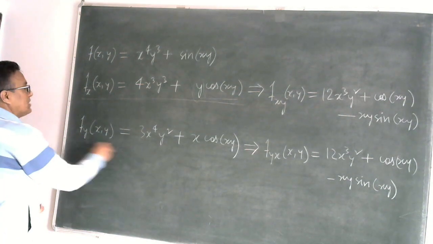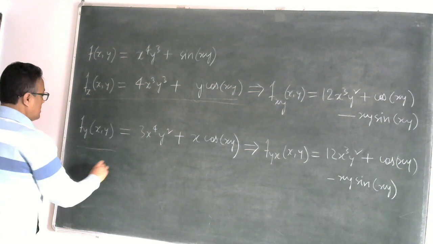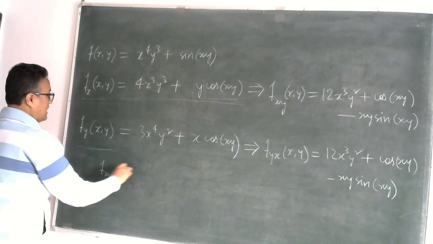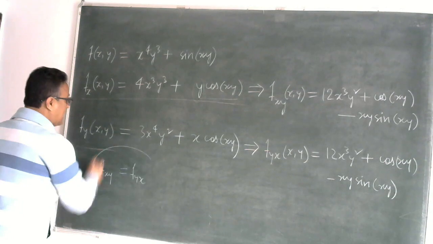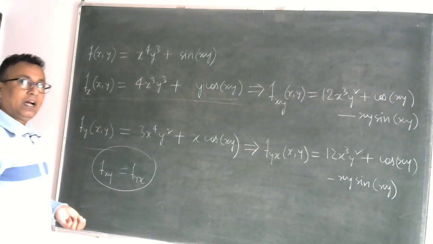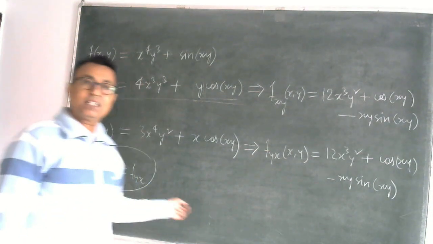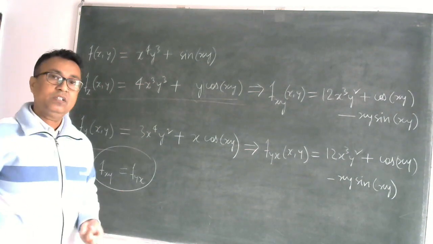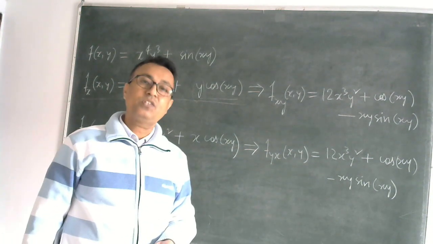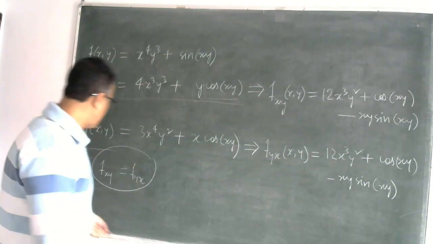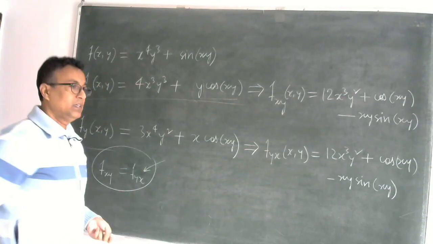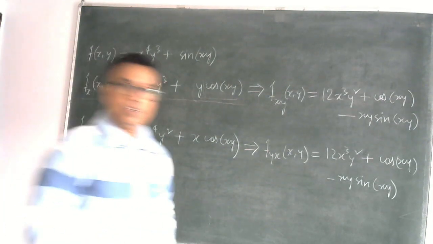Here you can see that for this particular function, f_xy has become f_yx, and if you have seen Clairaut's theorem, you can see that the original function satisfies the conditions for Clairaut's theorem. That is why I get these partial derivatives as equal.